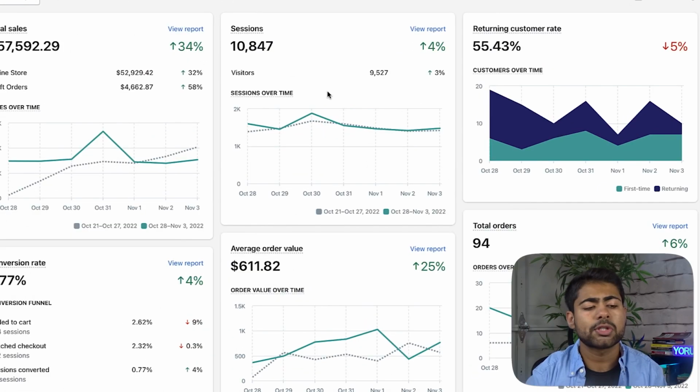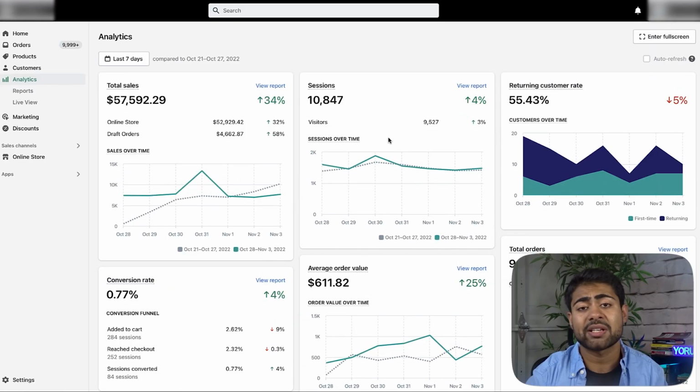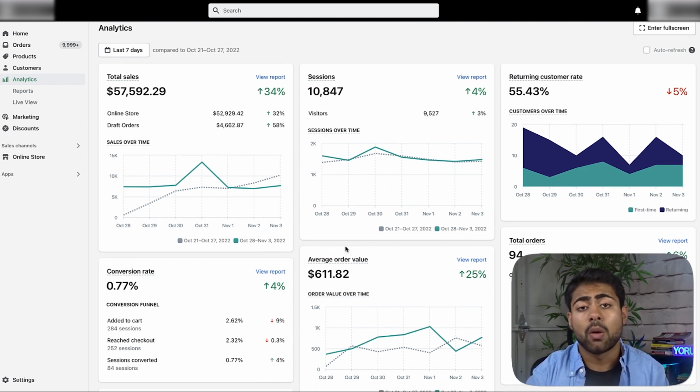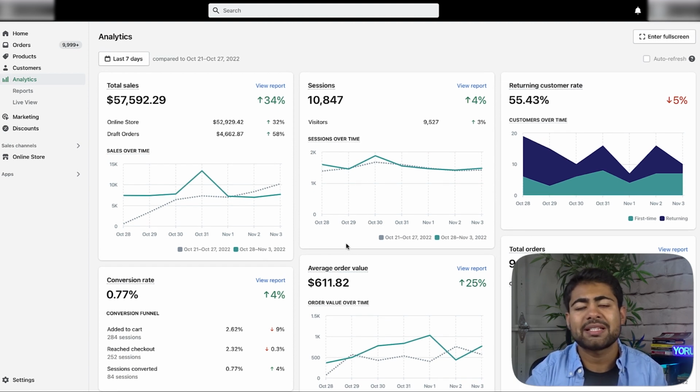In addition, I'm also looking at the AOV, because usually if my AOV is going up, there is a very big chance my conversion rate is going down, which is kind of like a normal side effect of things happening. That's essentially what is going on right here. We're trying to analyze the data. We're trying to get a feel of what is working, what is not working, because this is going to bring us to the next step of the analysis process, which is to understand basically where the drop off is happening within our website.